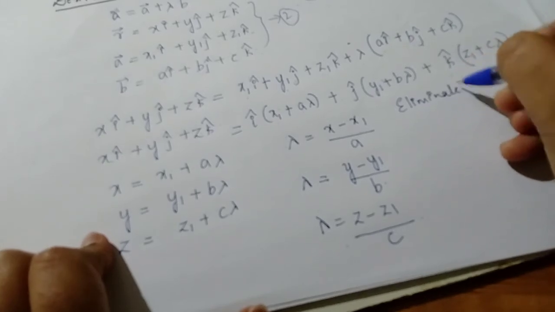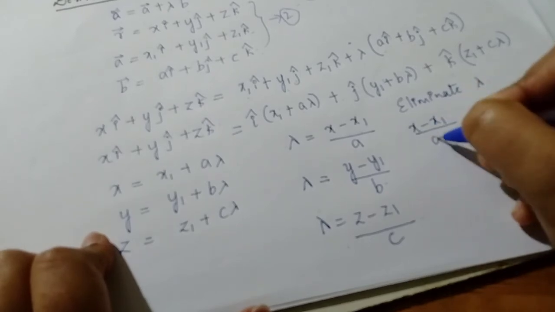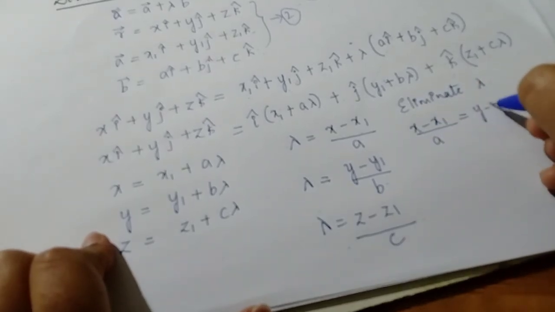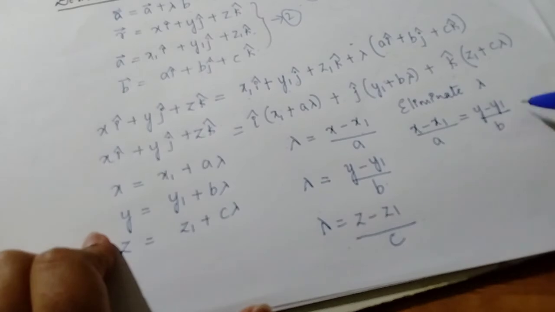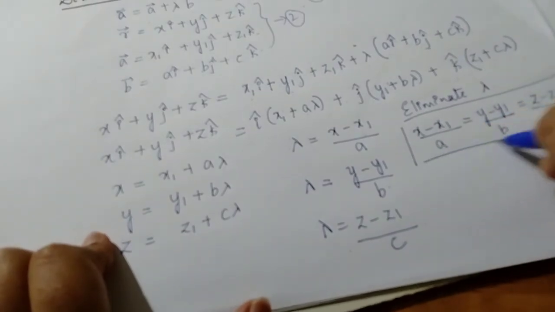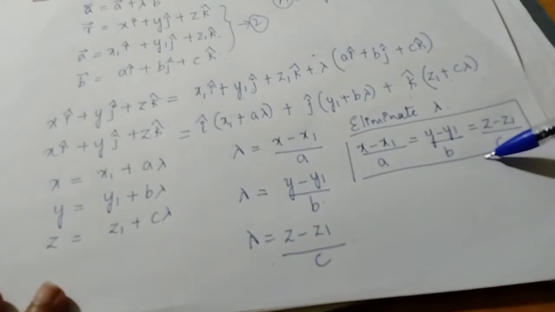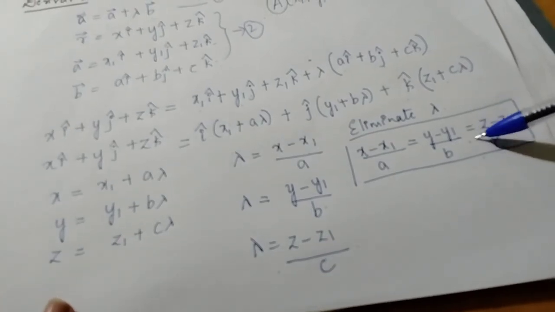Eliminate parameter lambda. So x minus x1 divided by a is equal to y minus y1 divided by b is equal to z minus z1 divided by c. So this is the Cartesian form. From vector form you have derived it to the Cartesian form, which is free from lambda.